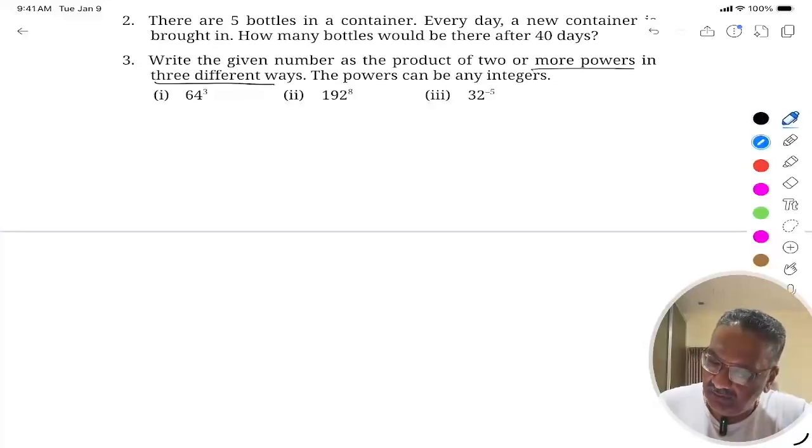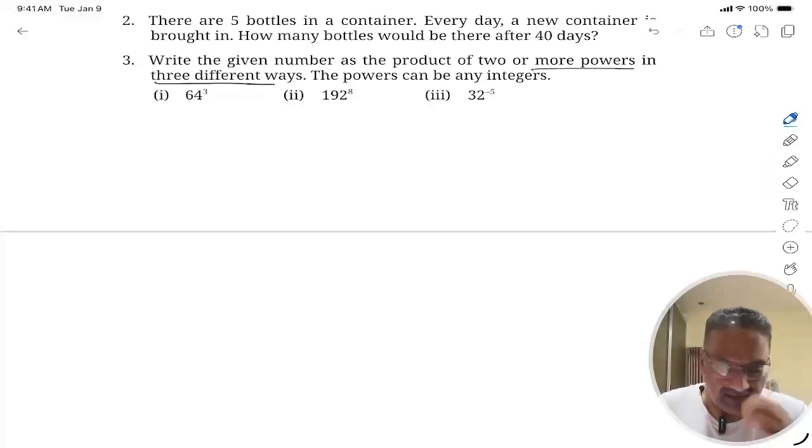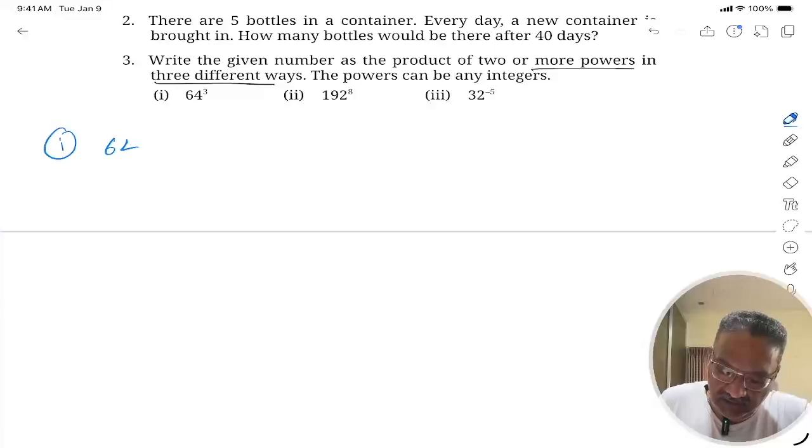Product of two or more powers. And for example, if they have given a cube, then we have to write it as b cube into c cube. Okay, something like that. Let us start with first one. We have got 64 cube.